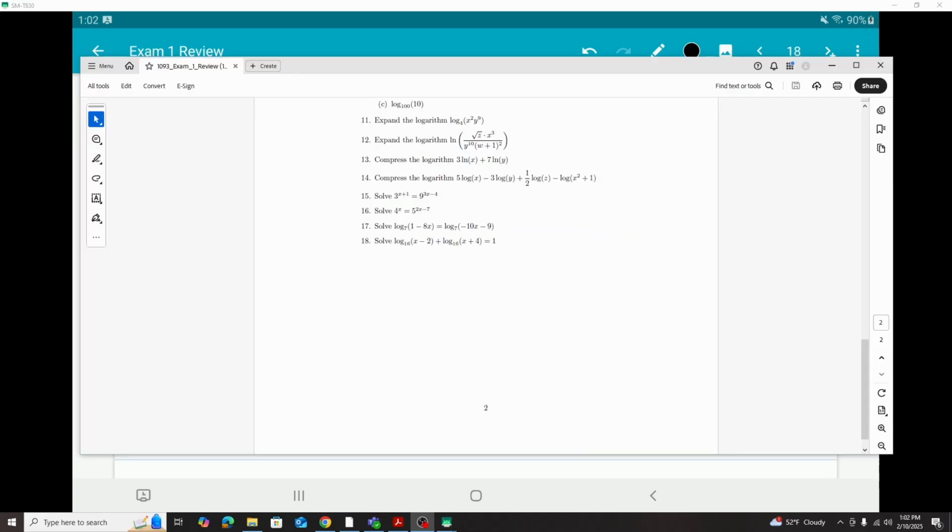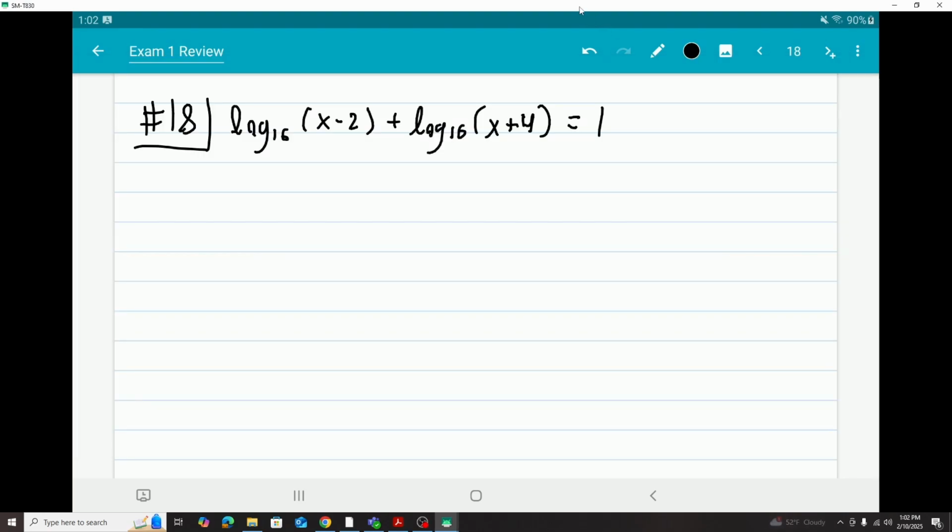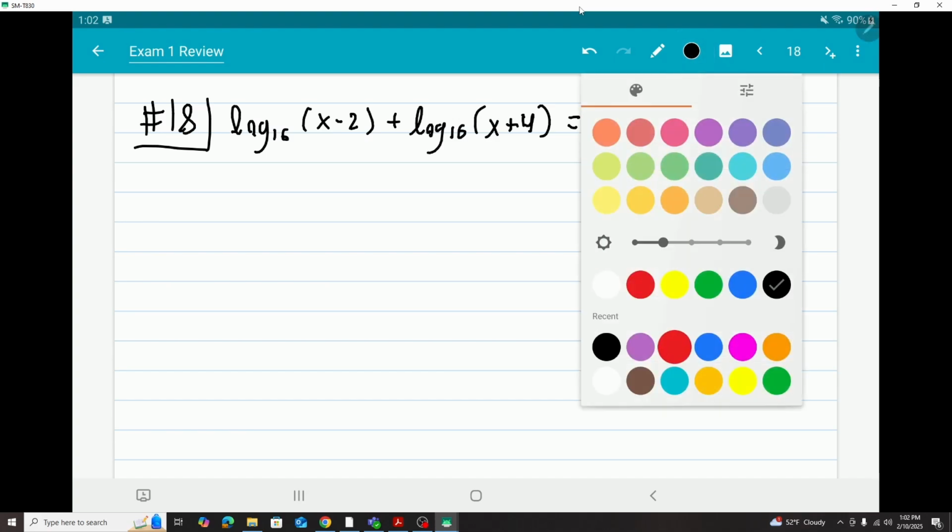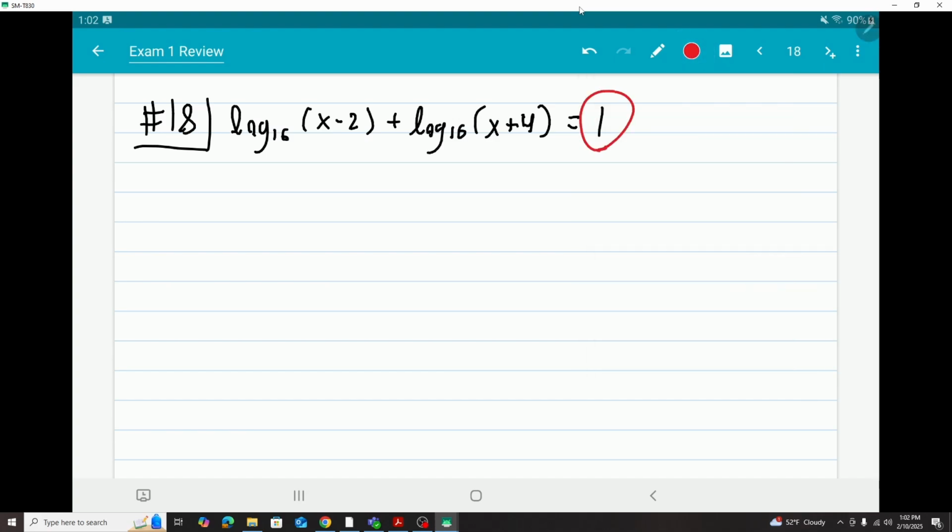Last one, number 18. Solve log base 16 of x minus 2 plus log base 16 of x plus 4 is equal to 1. So this is a little bit more complicated of a log. This 1 here is stopping any hope that I have of turning everything into logs. So what I'm going to do instead is have a log on one side with stuff in it, and everything that doesn't have a log on the other side, so that way I can exponentiate everything.